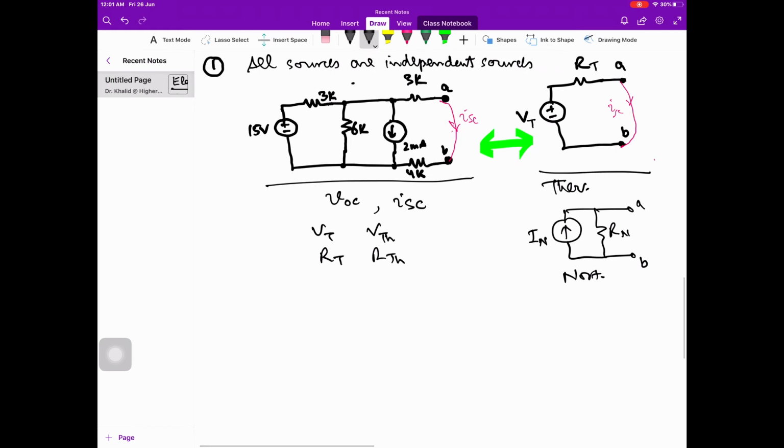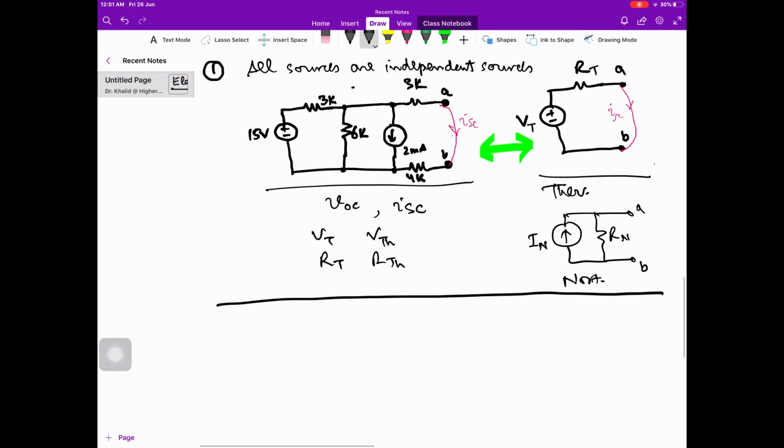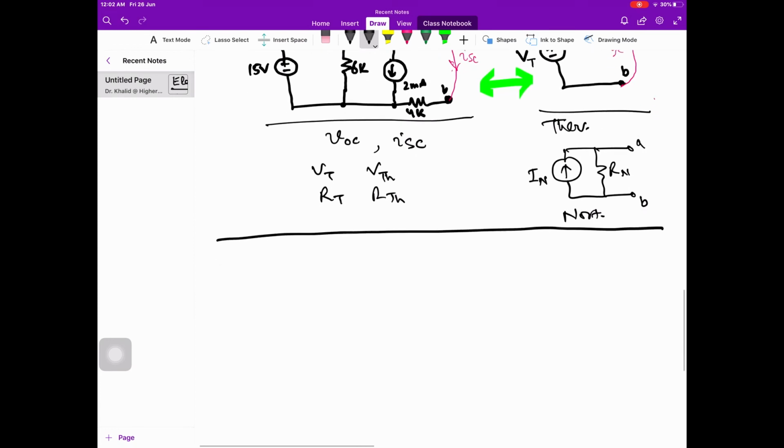You should also follow the textbook for the notation. Now, in finding the Thevenin equivalent, we will find V open circuit and we will find I short circuit. So now, first of all, we find V open circuit.